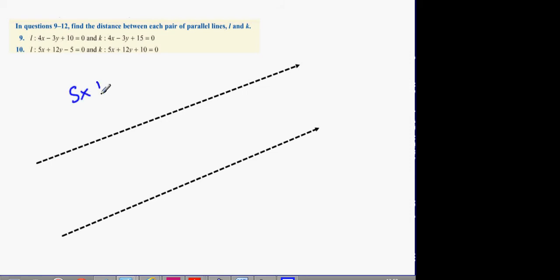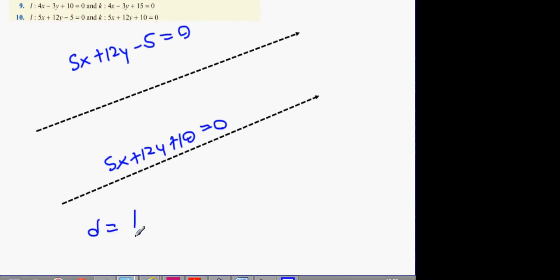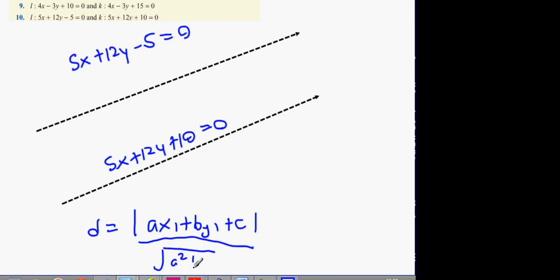5x plus 12y minus 5 equals 0. 5x plus 12y plus 10 equals 0. What equation do you know you're meant to use? Simple. You're meant to use the equation that the chapter is about, the exercise is about. Every time. Now guys, what you do is you pick one of your lines to be ax plus by plus c. I'm going to choose this one. A equals 5, b equals 12, c equals 10.